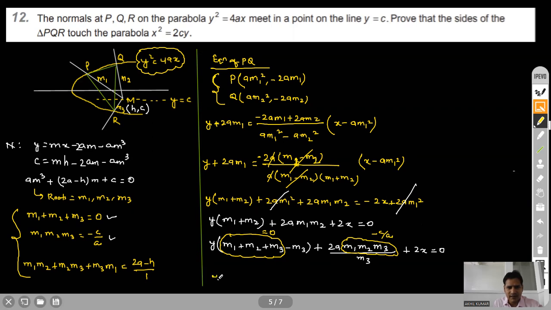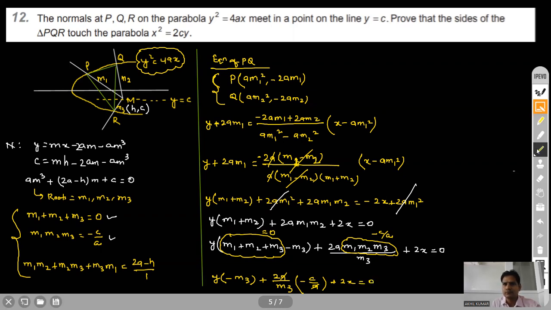So it will basically become y into minus m3. And this will become 2a upon m3, 2a upon m3 into minus c by a. So this term a will cancel out and we will have plus 2x is equal to 0.